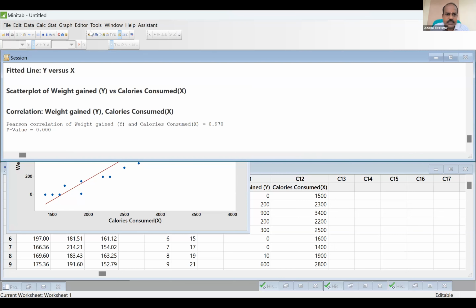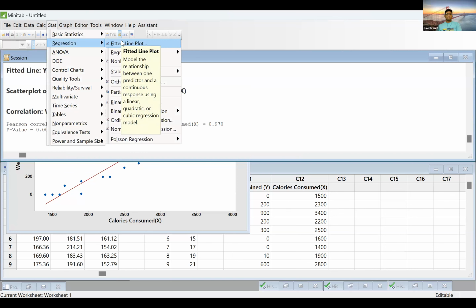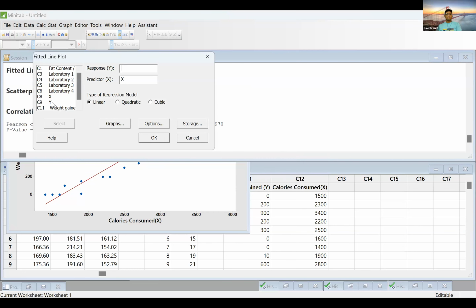Now let us proceed with the regression. Stat, regression, fitted line plot, and now your Y. Y is weight gain. Your X is input calories, calorie consumption. Now, which model will be best suiting for you? Linear, quadratic, or cubic?